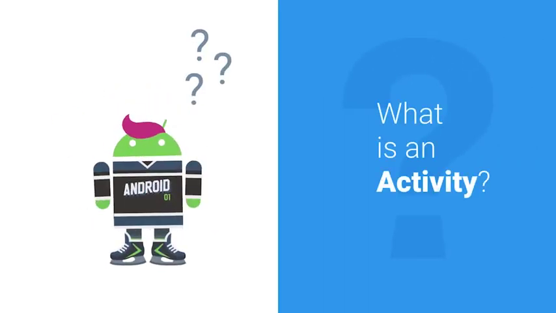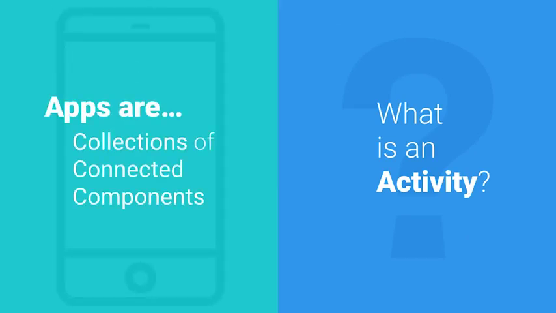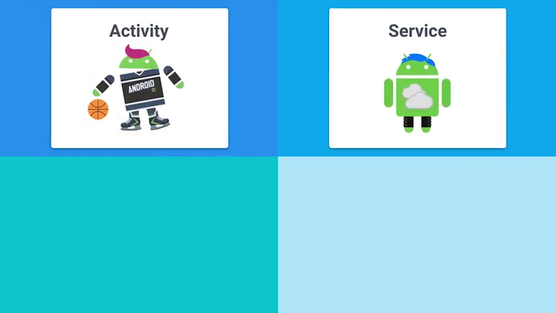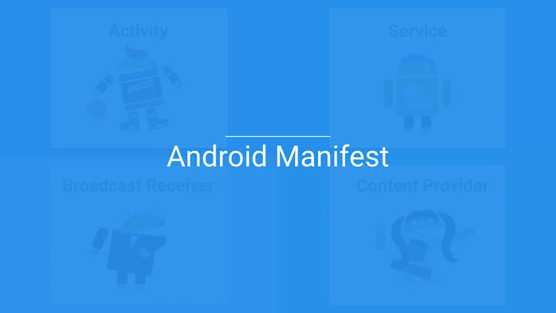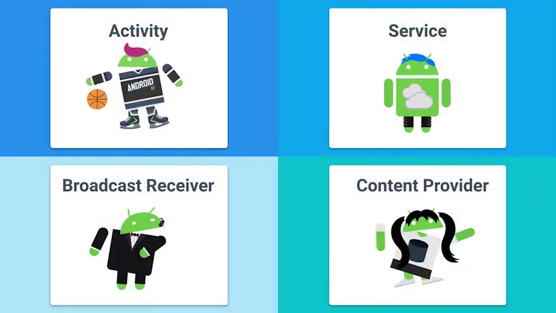Well, that's interesting stuff. What is an activity? Well, first, it's important to understand what an Android application is: a collection of components that work with each other and with the Android framework. There are four types of components that make up apps: activities, services, broadcast receivers, and content providers. Android knows about each of these components because they are registered in the Android manifest. We'll ultimately cover all of these components to some degree, but for now, we'll focus on the activity.